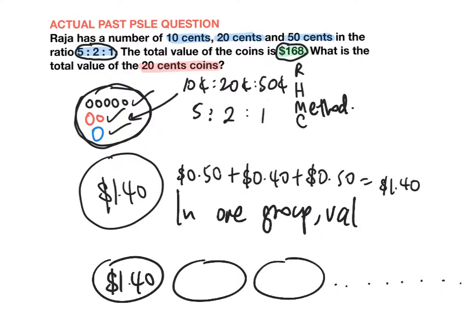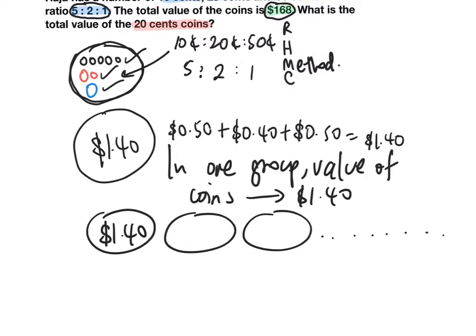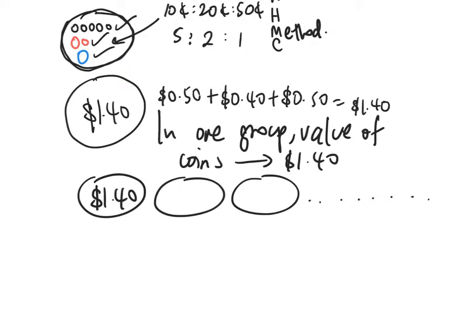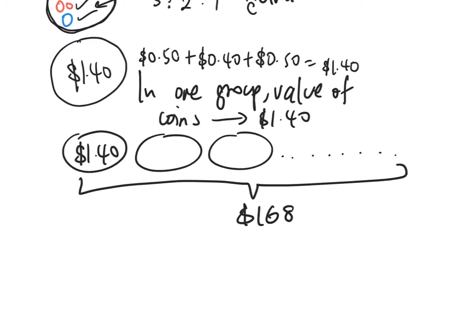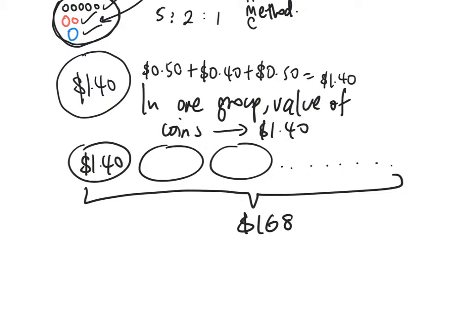Okay, the value of coins is actually $1.40. So again, we have a total value of $168. So you ask yourselves, how many groups are there in this $168? Again, each group has a value of $1.40.